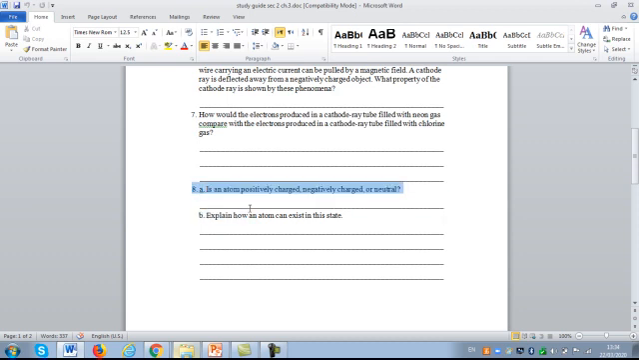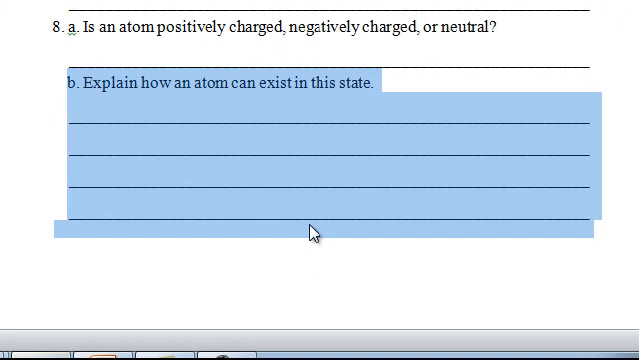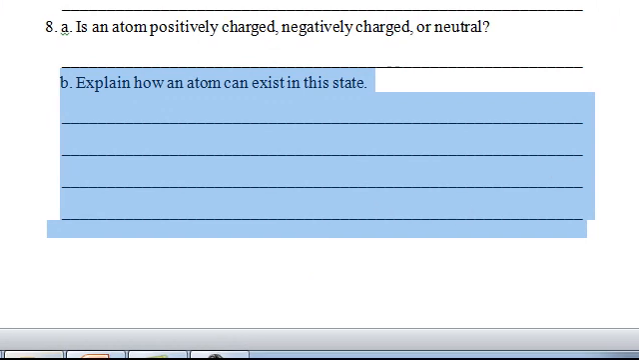Number 8, A: is an atom positively charged, negatively charged, or neutral? The atom has what charge? Positive, negative, or neutral? Neutral. Excellent. Explain how an atom can exist in this state. Why is the atom a neutral charge? Yes, because it has a number of positive protons equal to the number of negative electrons, so they cancel each other.